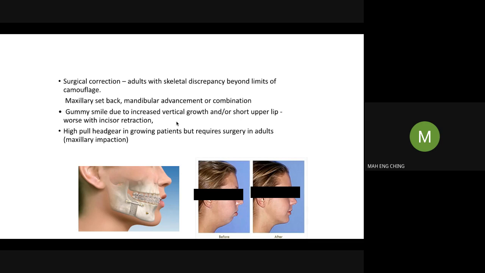If the patient is still growing and has maxillary excess or a gummy smile, you can use the high pull headgear. The high pull headgear can pull the upper maxilla upward and backward. This can only be done in growing patients. When it comes to an adult patient, then maybe you need maxillary impaction surgery, which is left for one surgery.